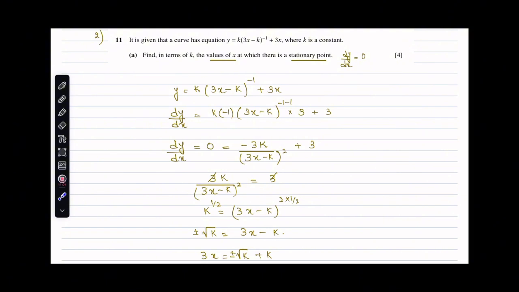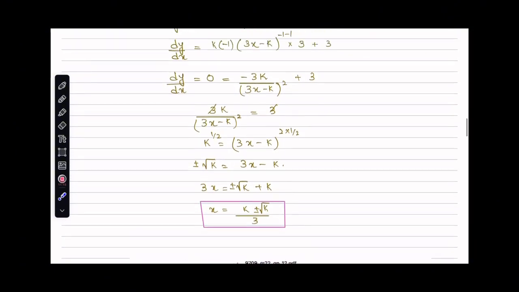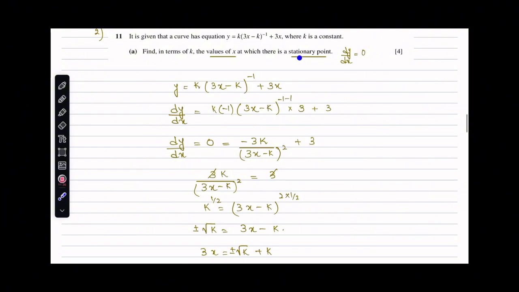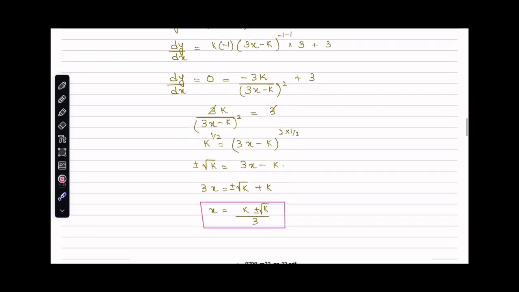So I can see here that the question has asked for values of x. So this is how I shall be getting the values of x with respect to the positive and the negative sign. So solving further, I can say that this 3x can be equal to plus minus square root of k, and then a positive k taken on the left side, or x then shall be equal to k plus minus square root of k divided by 3. So these are going to be the values of x for the stationary point. Let's do part B.